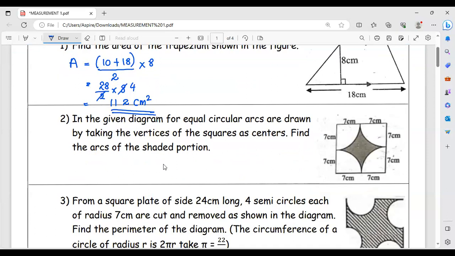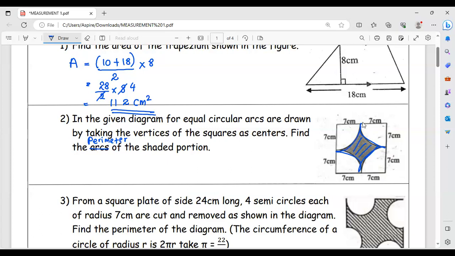Okay. In the given diagram, four equal circular arcs are drawn by taking the vertices of the square as the centers. Find the perimeter of the shaded portion. How do we find the perimeter of the shaded portion? The perimeter means the total outer length. Then the shaded portion, you can identify, is covered by 4 arcs.